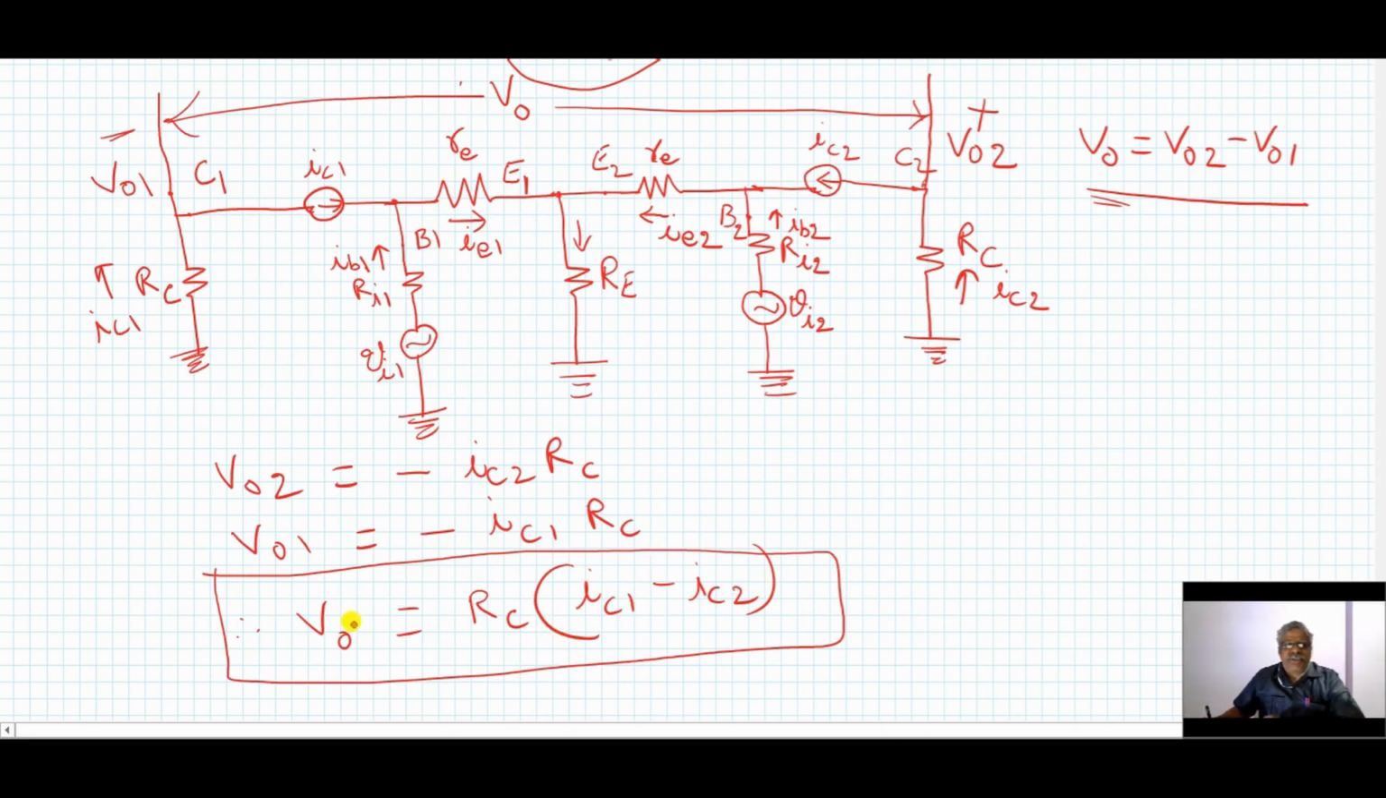So to find out this output voltage, we have to find out expressions for IC1 and IC2. Why should we find V0? Because what we want is the gain of the amplifier.